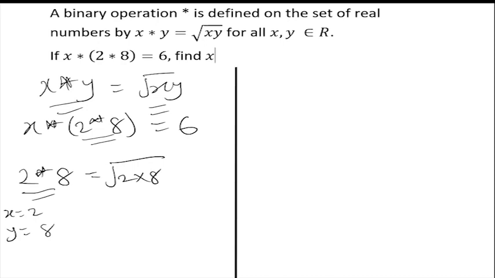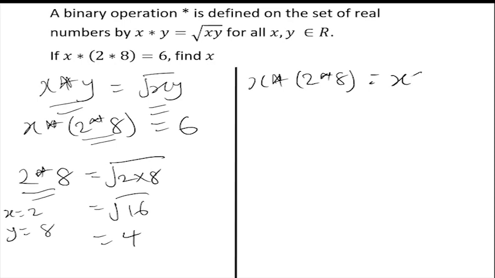So if you simplify this further, this will give you square root of 16, and this will give you 4 when you find the square root. Of course, we are not interested in the negative value, so we just make do with the positive value. So that will give us 4. So then we can say that x operating on (2 operating on 8) is the same thing as x operating on, of course, we've been able to deduce that this is the same thing as 4 based on the given operation. So this is the same thing as x operating on 4.